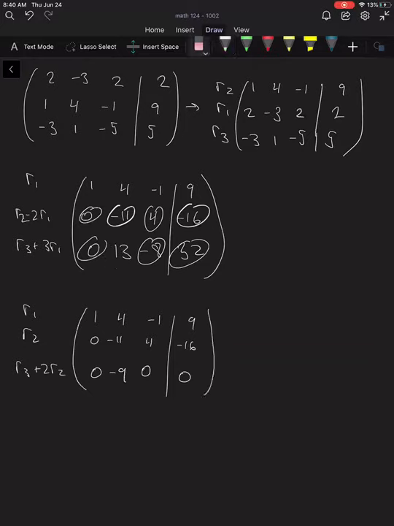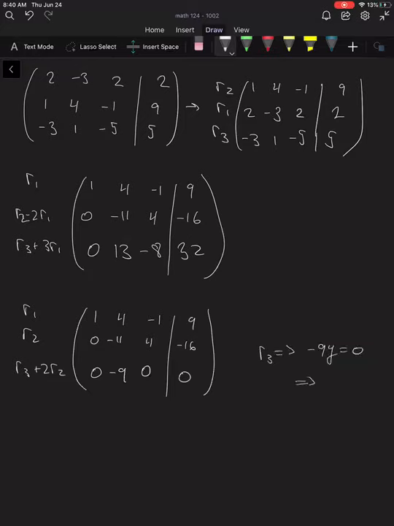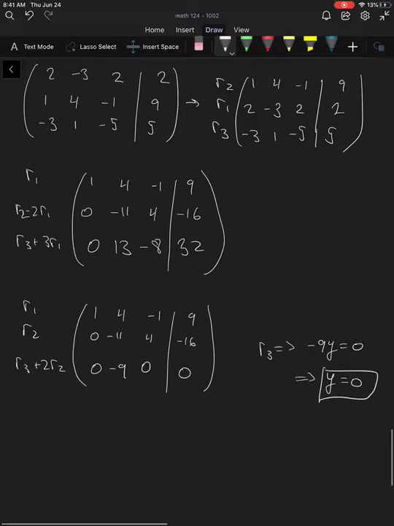So now what we see here is, let's erase all these circles. This bottom row, let's actually put the arrow down there. Our row 3 implies minus 9y is equal to 0, or just dividing by the minus 9, y is equal to 0. Okay, so now we know that y is 0.